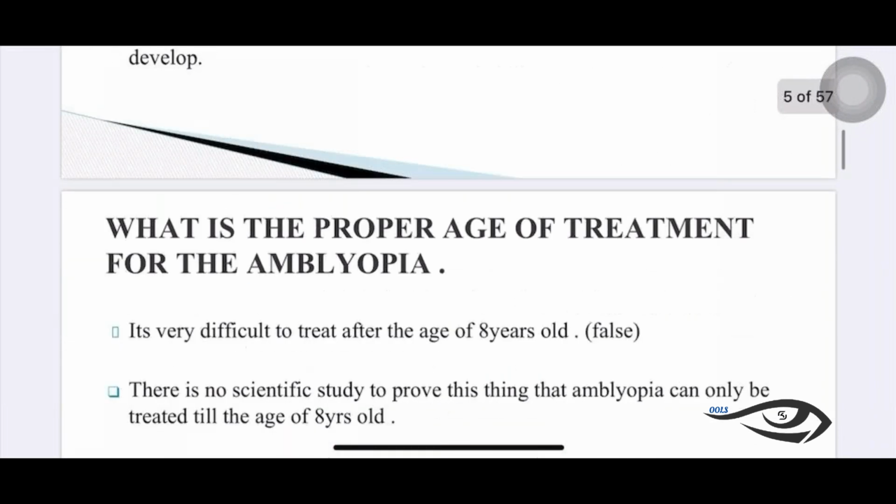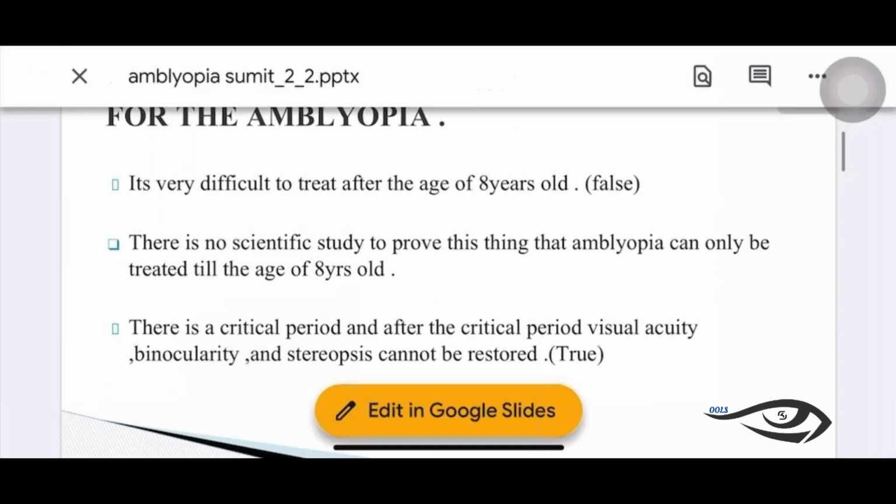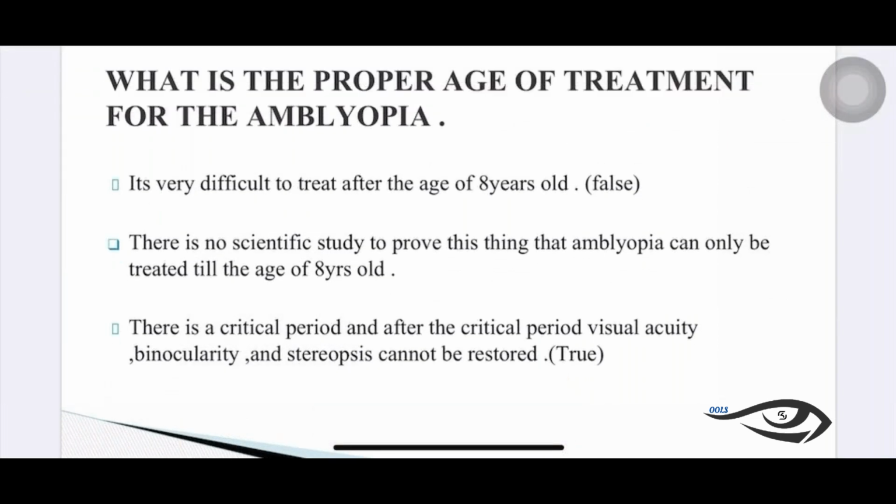Next, we always think about what is the proper age of treatment for amblyopia. It's very difficult to treat amblyopia after the age of 8 years old. Most ophthalmologists and most optometrists say it's very difficult to treat amblyopia after the age of 8 years or 10 years. But this statement is false, because there is no scientific study to prove that amblyopia can only be treated until the age of 8 years old.